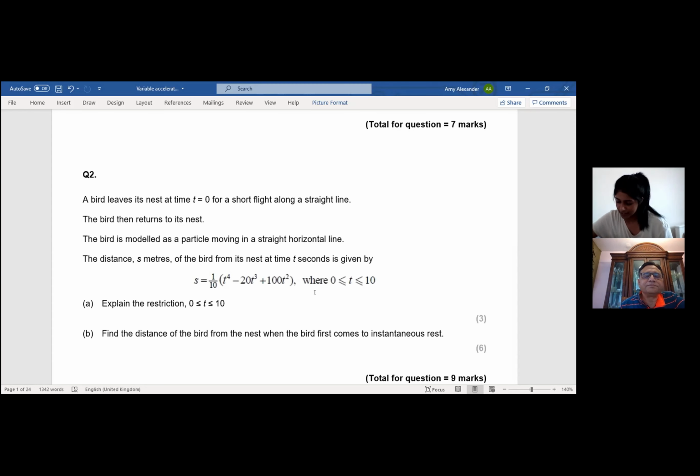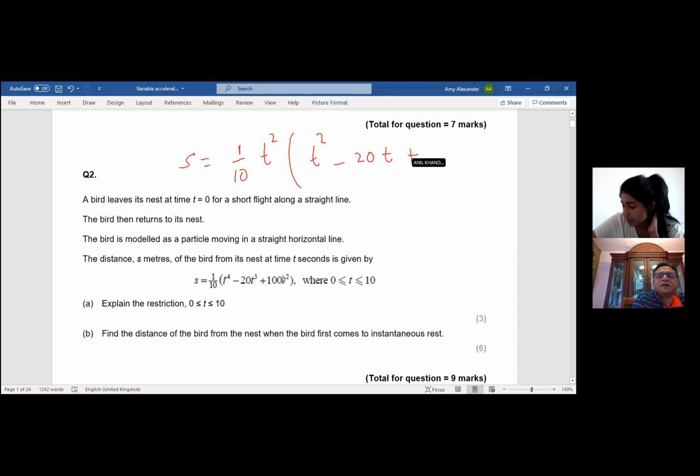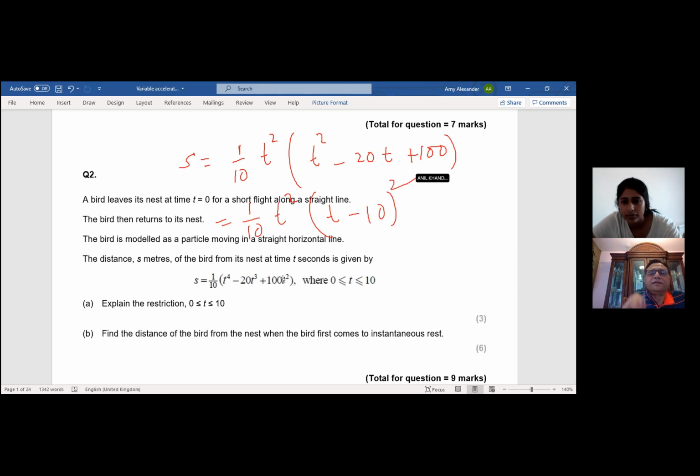So that one was actually fine. I factorized t to the power of 4 minus 20 t cubed plus 100 t squared, and when I got my two factors, I got t minus 10. So we'll write down the factors here, right? You got s equals 1 over 10, the first factor was t squared, correct? t squared, and then we have t squared minus 20t plus 100. Then you factor it further, correct? What do you get? t squared, then t minus 10 whole squared. Correct. That's the factored form.